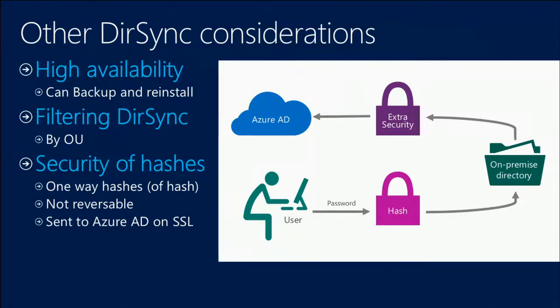You can filter your directory so that not everything is sent up by DirSync. You can do it specifically on organizational units. So if you have a forest in AD and you have multiple organizational units, you can specify which ones to sync. And that is the limit of how you can query your local Active Directory for what it syncs up.